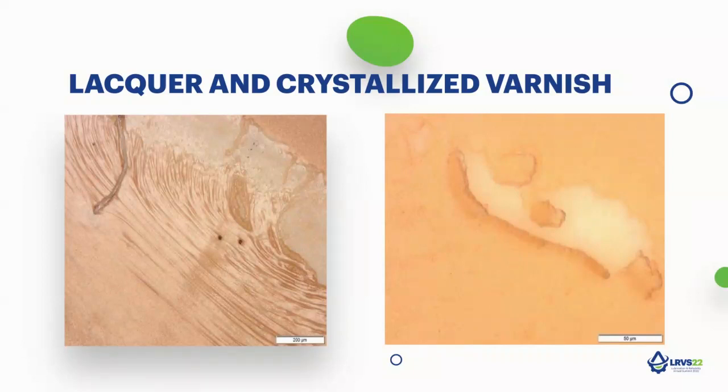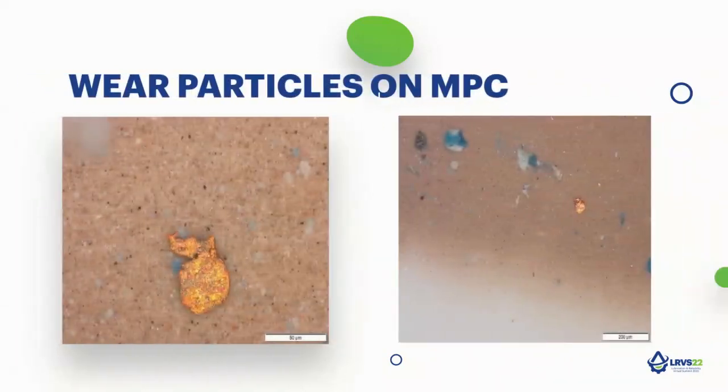The image on the right is what the varnish will transform to as it has been exposed to high temperature and has continued to evolve over time. It begins to harden. Here are some wear particles that we were able to detect, which is very important to see because varnish does generate wear, and we have been able to discover that through MPC and micropatch analysis.